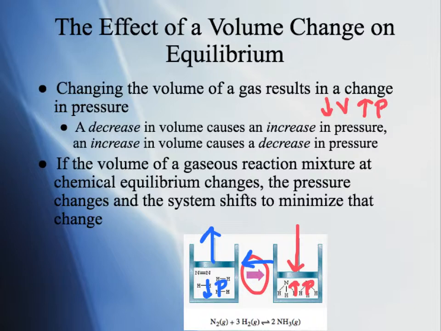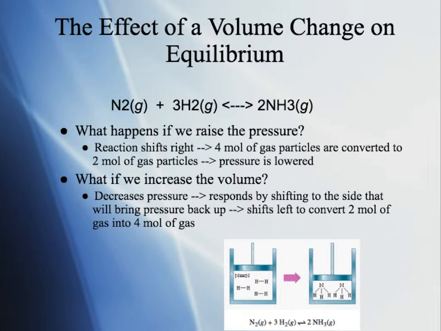Well, if the volume of a gas reaction mixture is at equilibrium and it changes, the pressure changes and the system shifts to minimize the change. Okay, so we can make more products or more reactants in a gaseous reaction just by increasing or decreasing the pressure. Let's see how that works. So consider the following reaction. Nitrogen gas and hydrogen gas react to form ammonia, NH3.